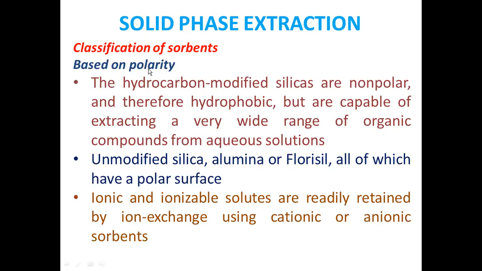So sorbents are classified based on their properties. Number one, polarity. Silica is highly polar. Natural silica is highly polar because of the presence of hydroxy groups. But when you modify silica by introducing octadecyl and octyl groups, it will be totally non-polar. So these hydrocarbon-modified silicas are nothing but octadecylsilane or octylsilane.